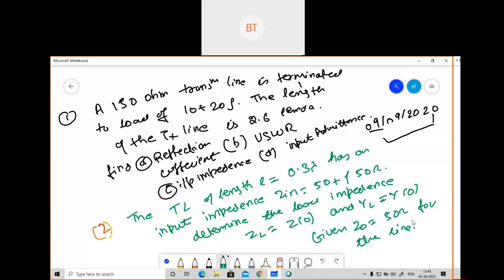So I'll read the questions for you. The first question is similar to one we had solved in class, so that would not be a problem for you. The question is that a 150 ohm transmission line is terminated with a load of 10 plus j20, and the length of the transmission line is 2.6 lambda, and they're asking to calculate the reflection coefficient, VSWR, input impedance, and input admittance.